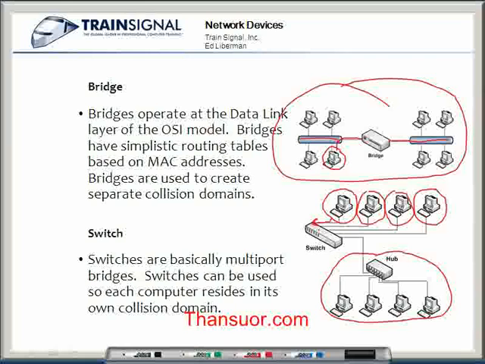And again, it's a very simplistic routing table, and I don't mean to keep emphasizing that to you, but I need to, because a router, which we'll get to in just a moment, also has a routing table, but it's a much more sophisticated routing table. This is a very basic routing table that just has the MAC addresses.